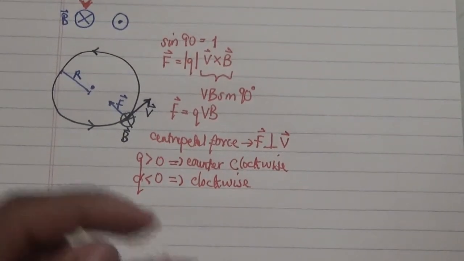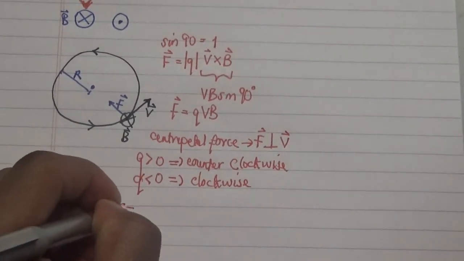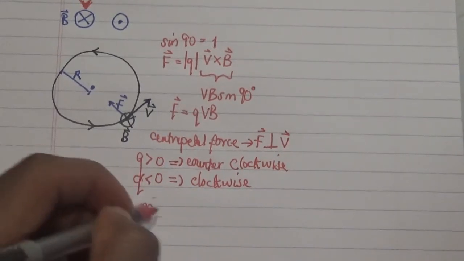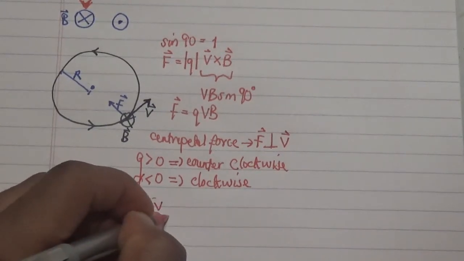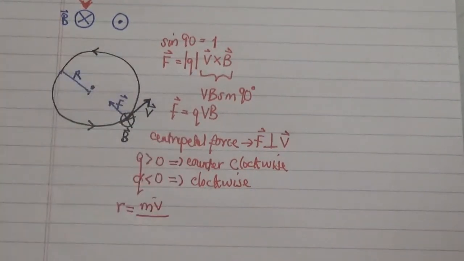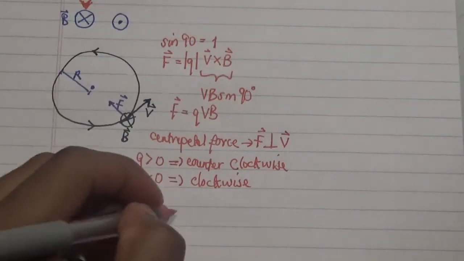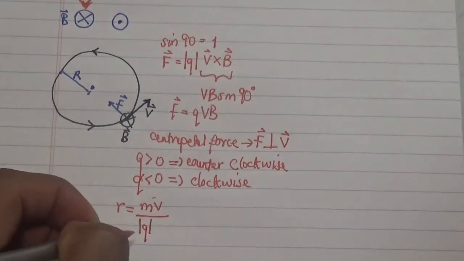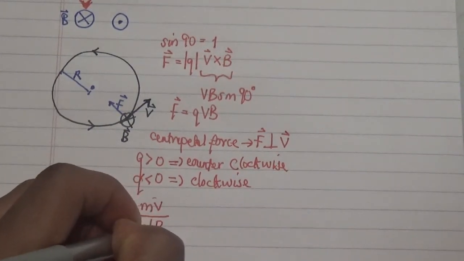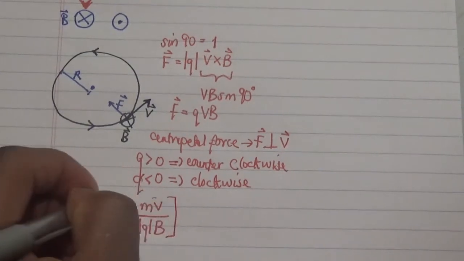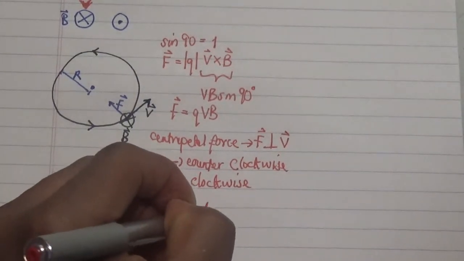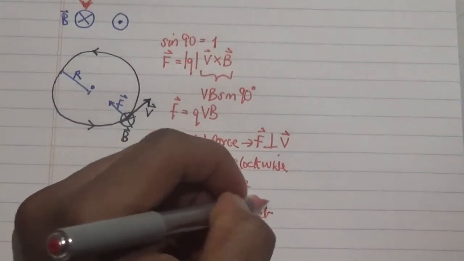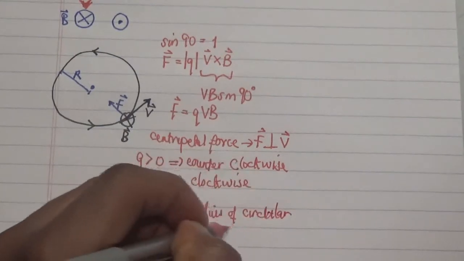Now take note that in terms of our radius, the radius is determined by the mass of that charged particle multiplied by its velocity, all divided by the quantity of that charge multiplied by the magnetic field. This gives you the radius of the circular orbit.